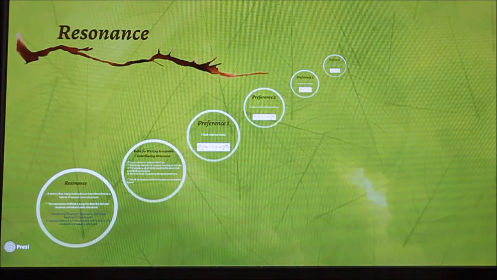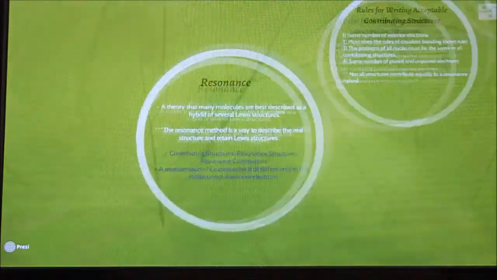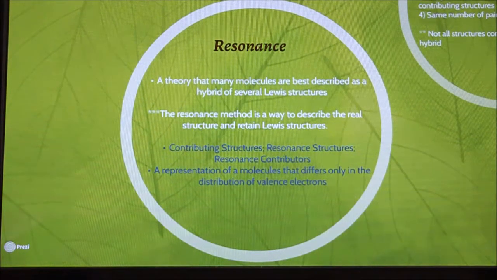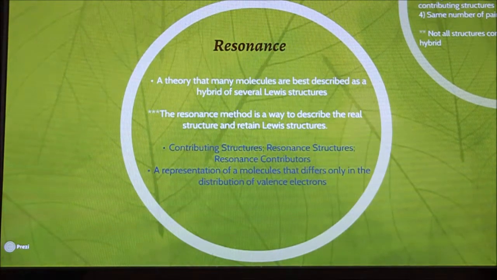Resonance, Chapter 1.8. Resonance is a theory that many molecules are best described as a hybrid of several Lewis structures. The resonance method is a way to describe the real structure while retaining the Lewis structure. Contributing structures, resonance structures, and resonance contributors are a representation of a molecule that only differs in the distribution of valence electrons.